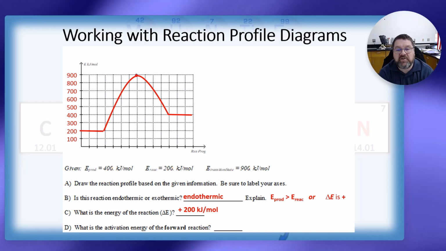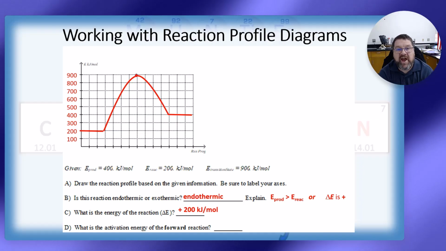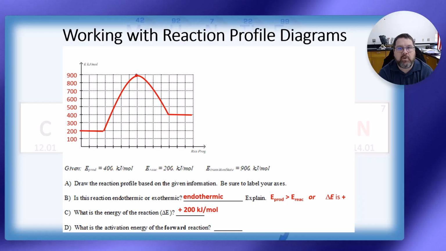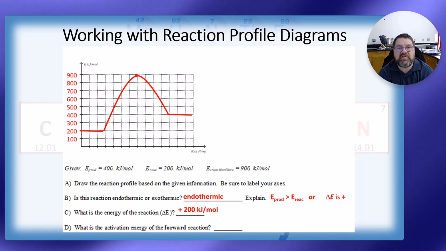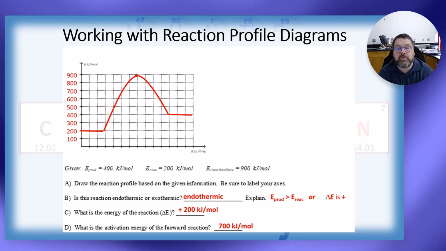So what is the activation energy of the forward reaction? We take the energy from the reactants at 200, and we go all the way to the tip top of that profile curve to where our transition state is, and that would be at 900 kilojoules per mole. So subtract the two, and we would come up with 700 kilojoules per mole.